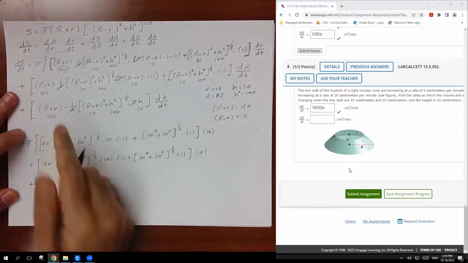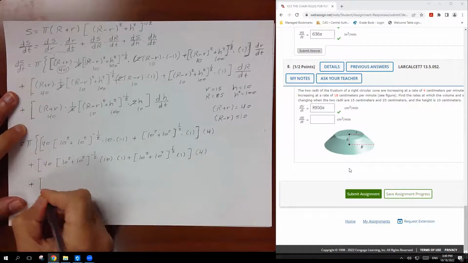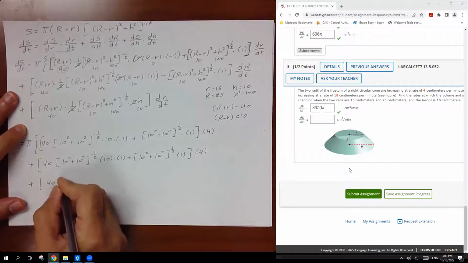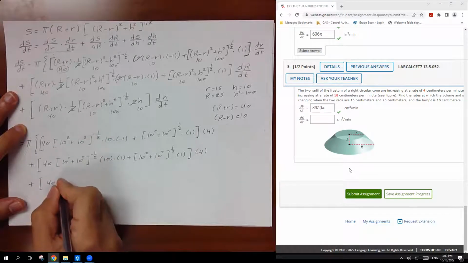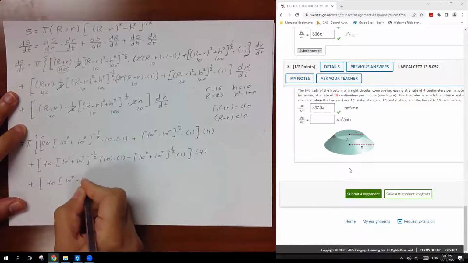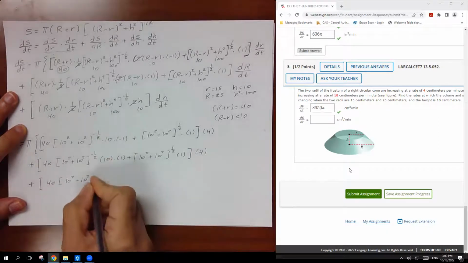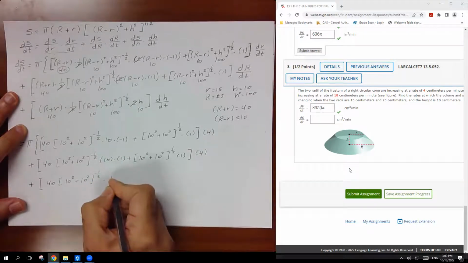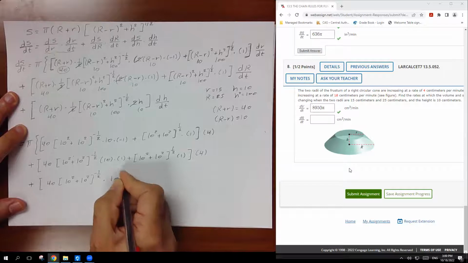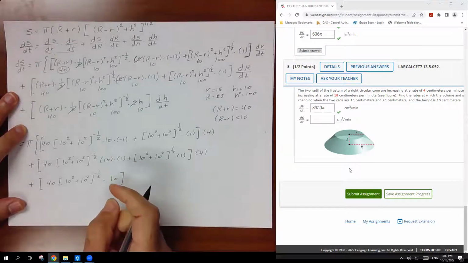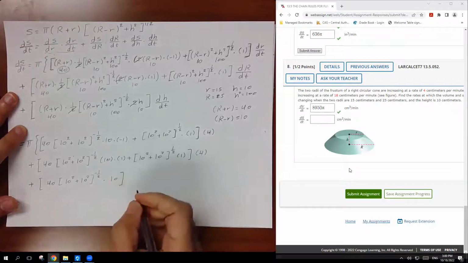Now this one is a plus. The third part is this is going to be 40. And here's 10 squared plus 10 squared, which is the 100, to the negative 1 over 2 times 10, and close the bracket. And everything with dh over dt, which is 18.